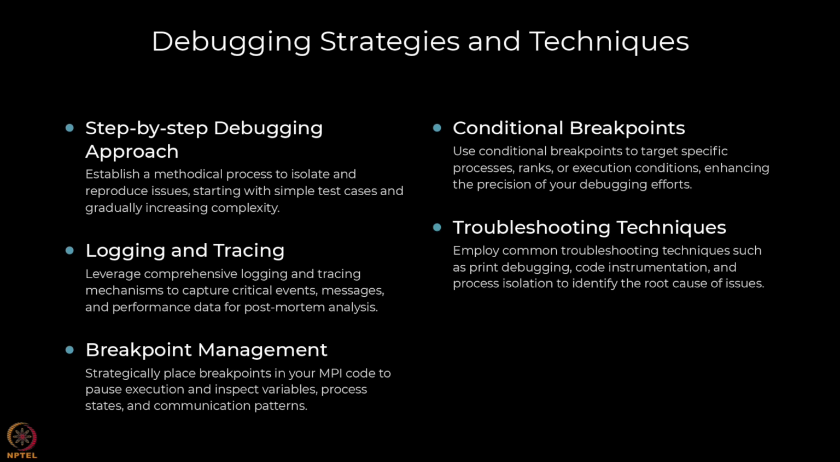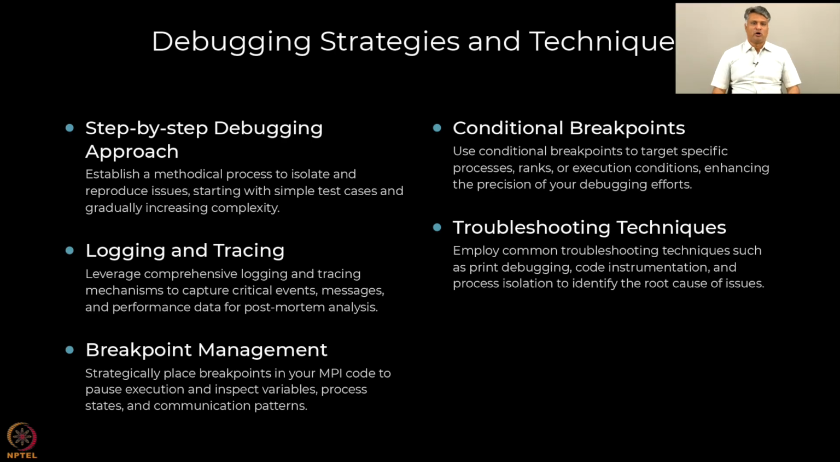So what are the general good strategies and techniques that one should adopt to do parallel debugging? The first thing we have to look at is a step-by-step debugging approach. Establish a methodical process to isolate and reproduce issues. Start with the simplest test cases and gradually increase the complexity. Do extreme logging and tracing. Leverage comprehensive logging and tracing mechanisms to capture critical events, messages, and performance data for post-mortem analysis.